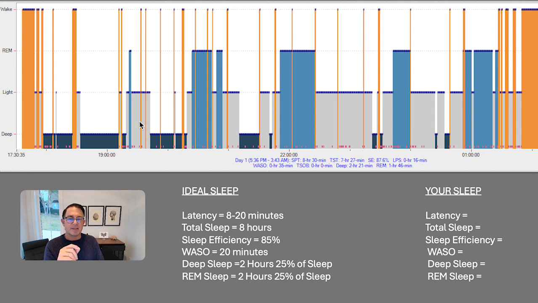The light gray is light sleep. That doesn't really do a lot for us. It's more of a conduit into different stages. So we go from awake through light, and then we might go into deep, which are these dark blue. Those are super important. And then you have the light blue, which are REM.